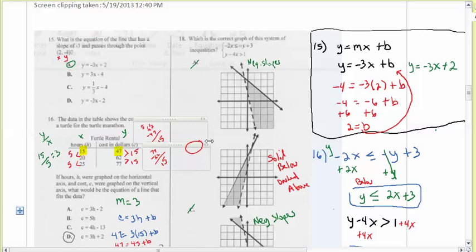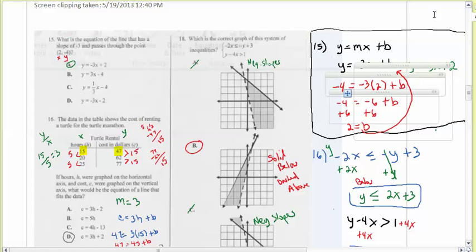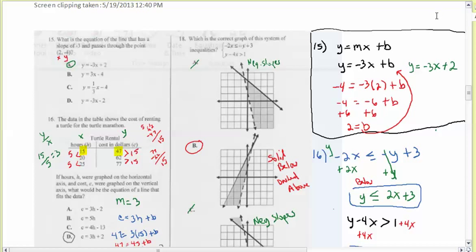Okay, at number 15, the problem says, what is the equation of a line that has a slope of -3 and passes through the point (2, -4)? So y equals mx plus b form. I'm working over here. I got my slope of -3. I'm going to plug in my x and y value, which they gave me: x is 2, y is -4.